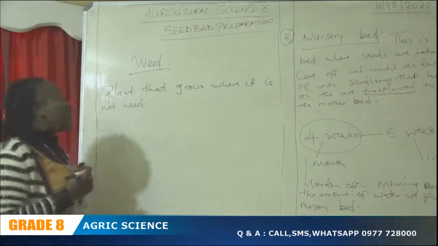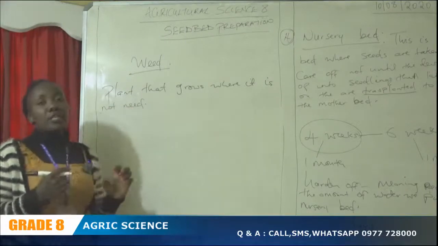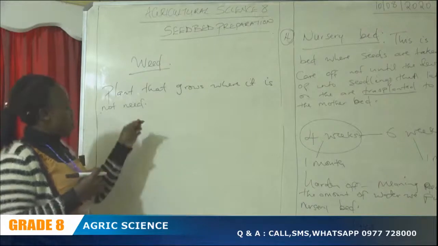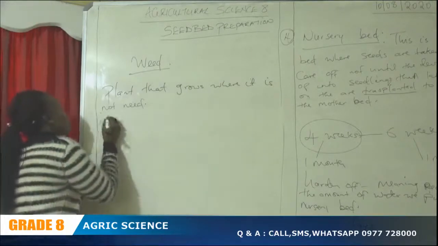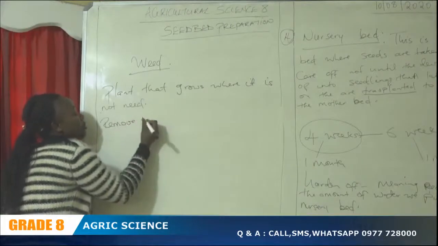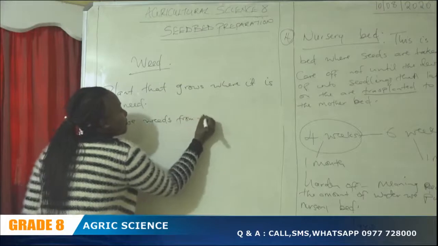Okay, so what I'm trying to say is when you've grown crops and there's a weed that has grown in that field, you need to remove all the weeds. So you remove weeds from the garden.